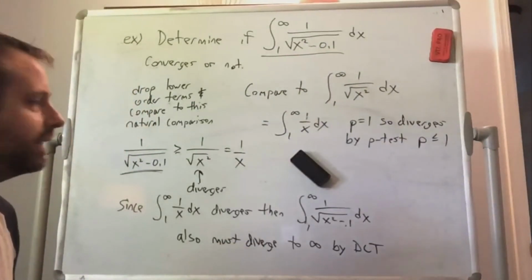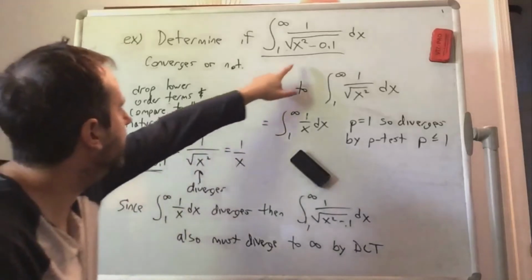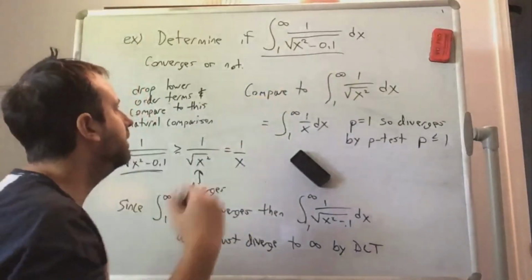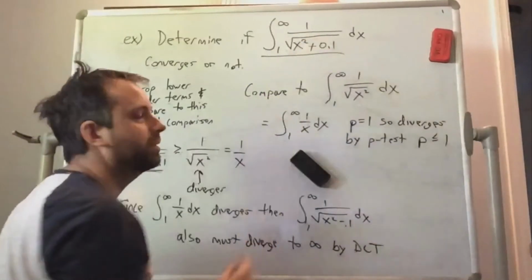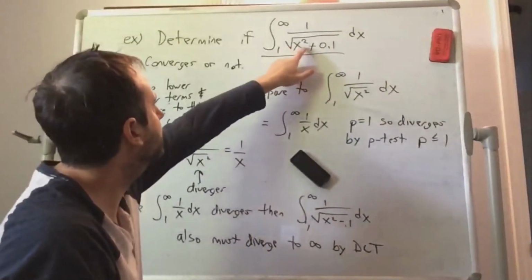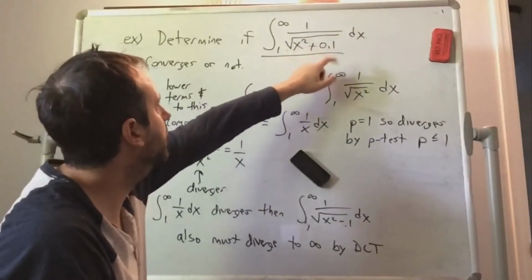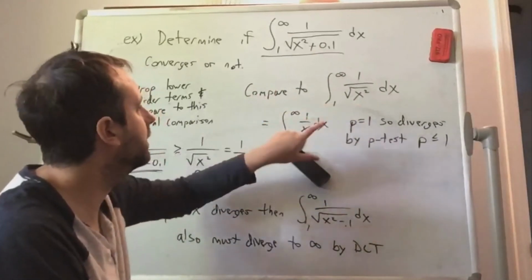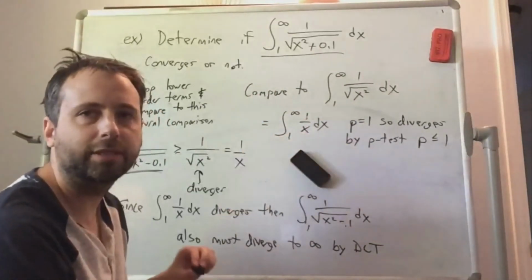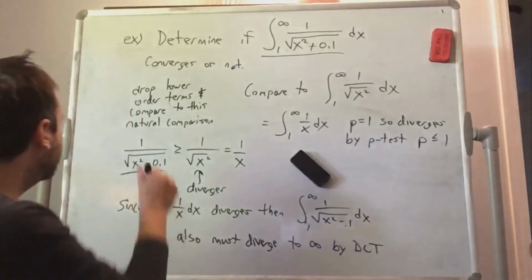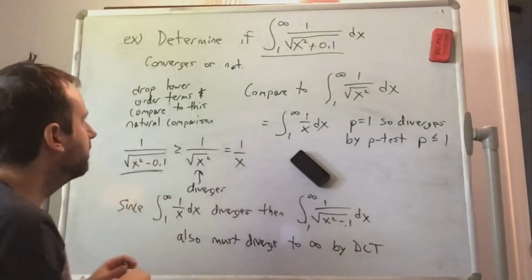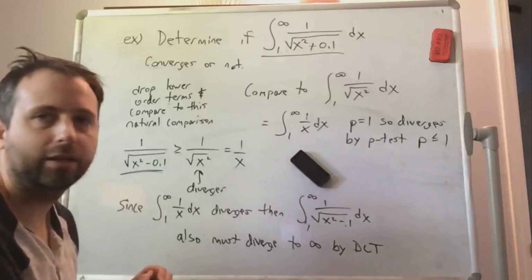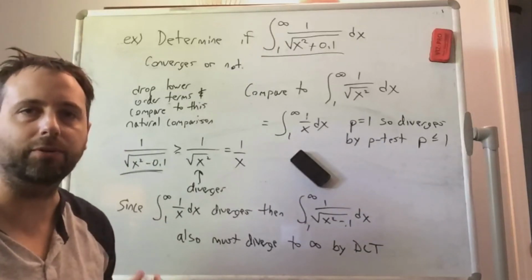Now, I said that this is the natural comparison to make, right? So even in the case where it doesn't work, if I was trying to do 1 over root x squared plus 0.1, I would still naturally compare it to 1 over root x squared, something that diverges, and then it would fail. I'd say, oh, the thing I'm looking for is smaller than something that diverges, so I don't know.